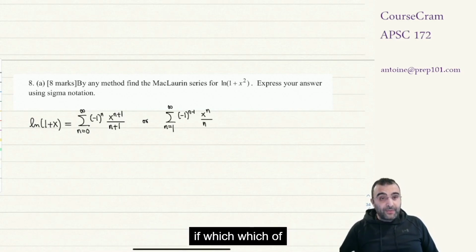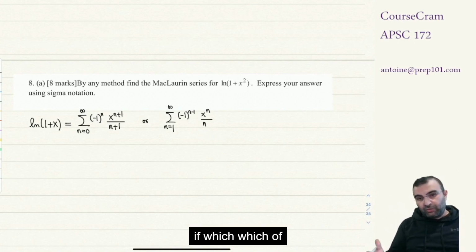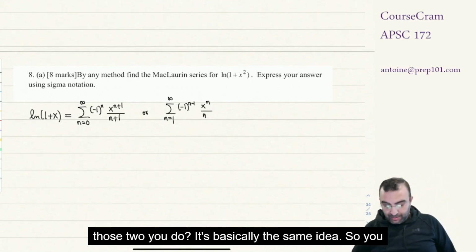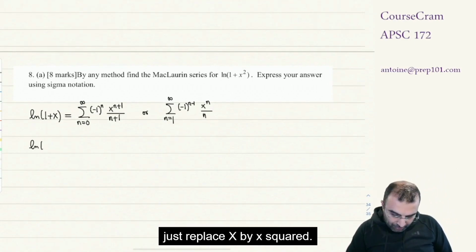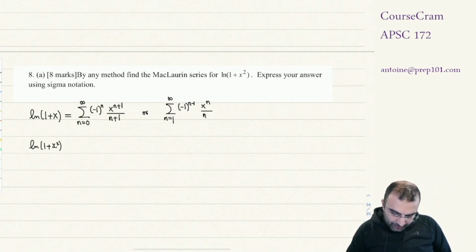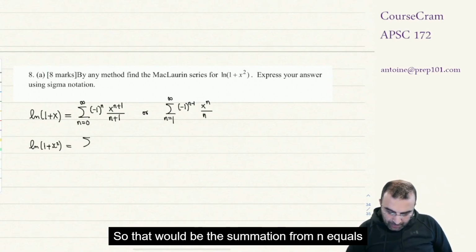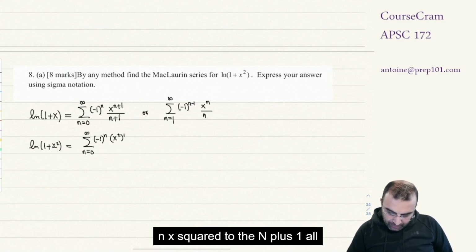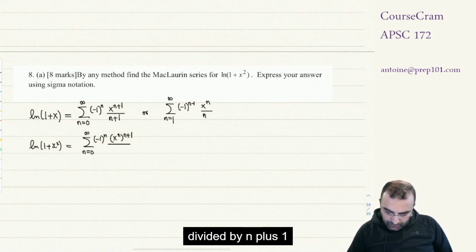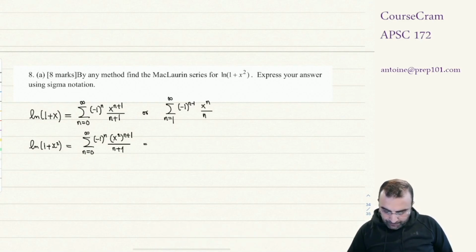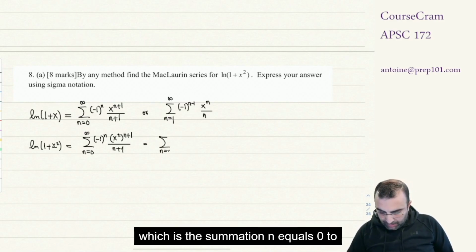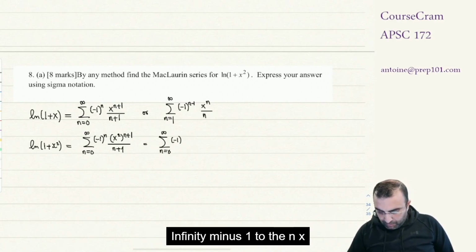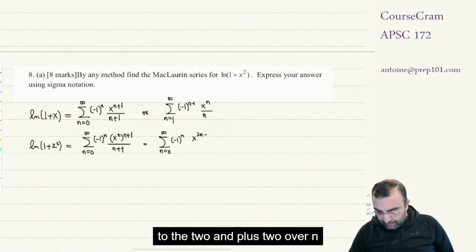I'm not sure which of those two you do. It's basically the same idea. So you just replace x by x². So that would be the summation from n equals 0 to infinity (-1)^n (x²)^(n+1), all divided by n+1, which is the summation n equals 0 to infinity (-1)^n x^(2n+2) over n+1.